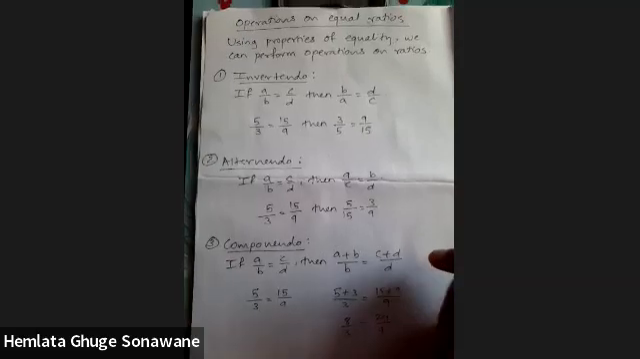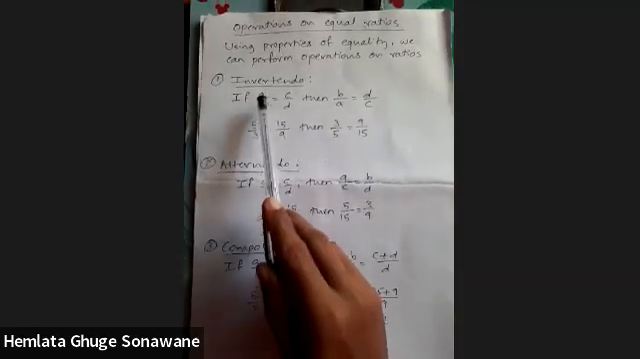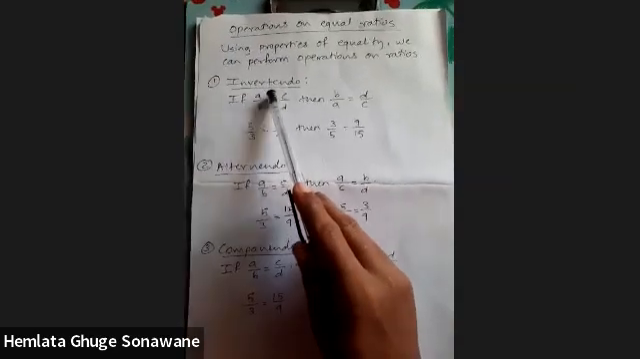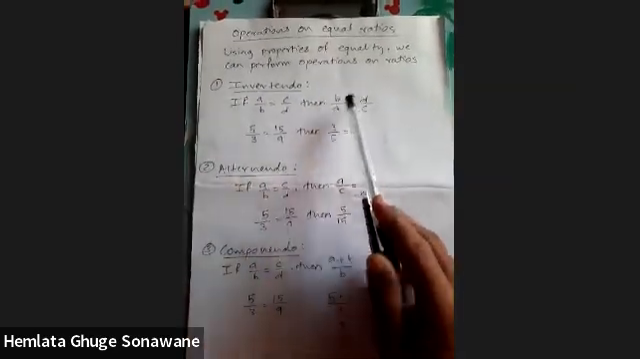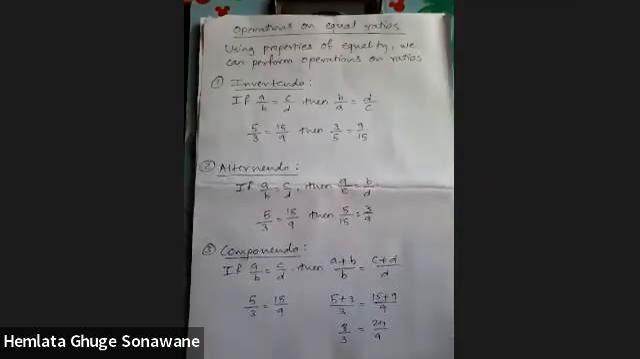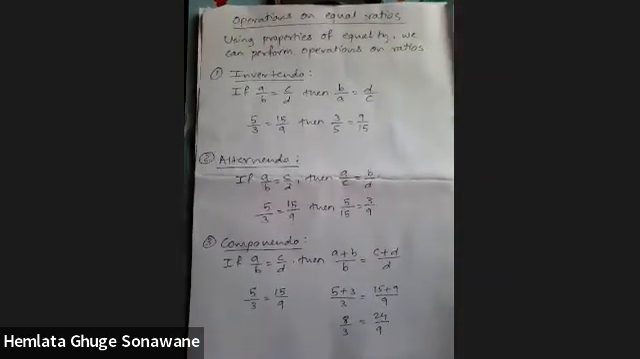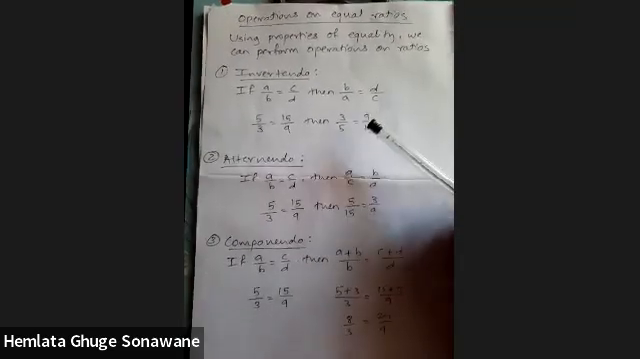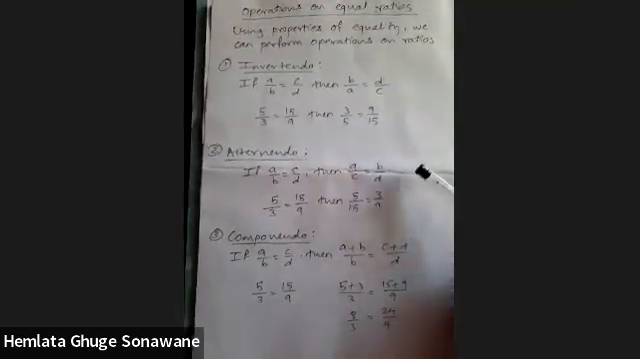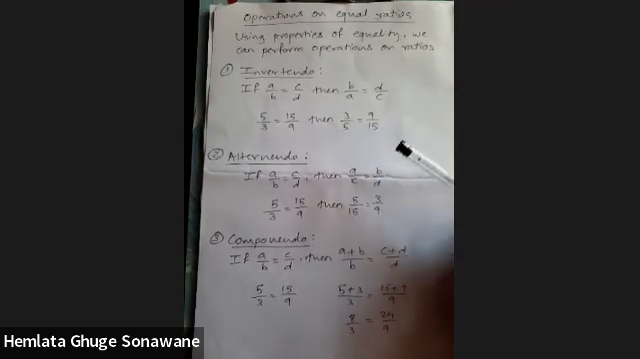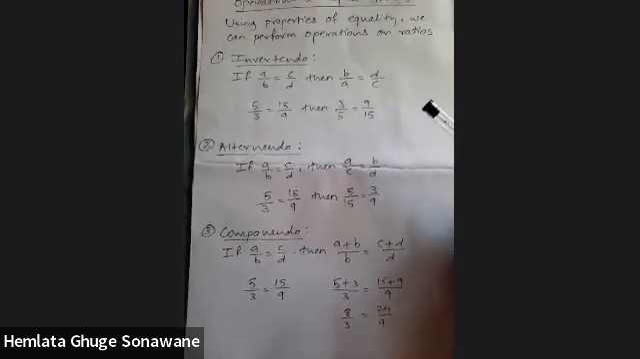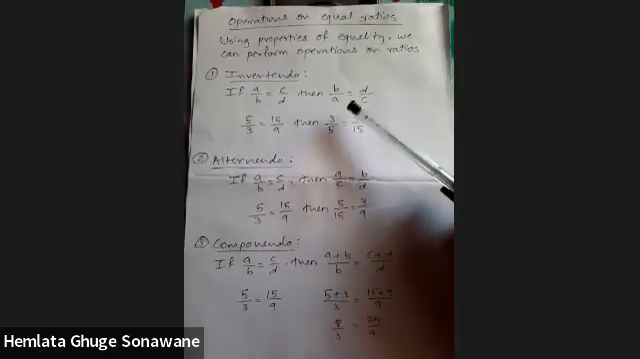Okay. So in case of all the examples where we have to apply invertendo, it becomes B upon A is equal to D upon C. We have to do it inversely. Numerator becomes denominator and denominator becomes numerator. This is the property invertendo.